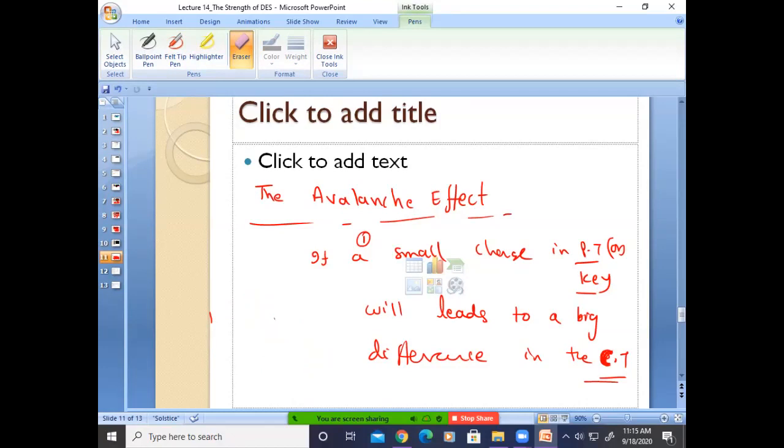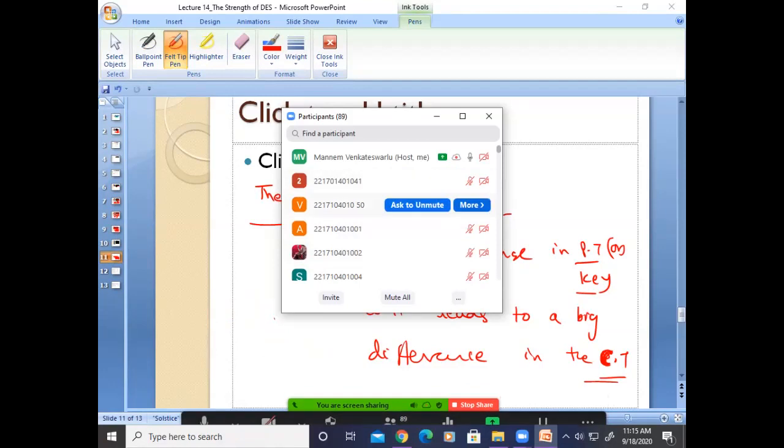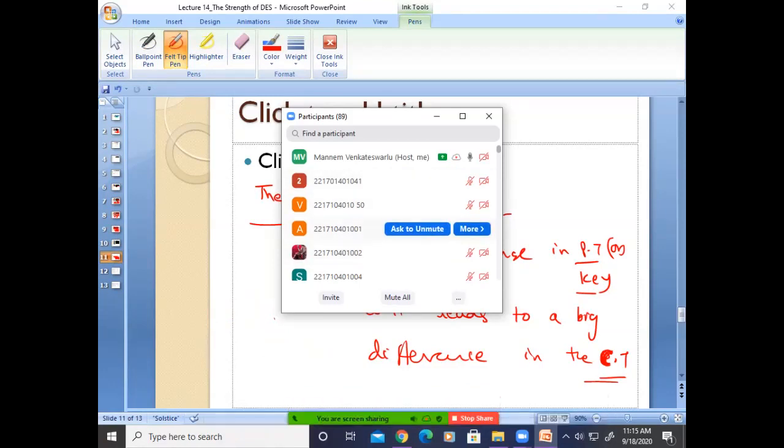Are all these four concepts clear? Respond. Clear, right? Please respond so that I can move forward. Yes, sir.